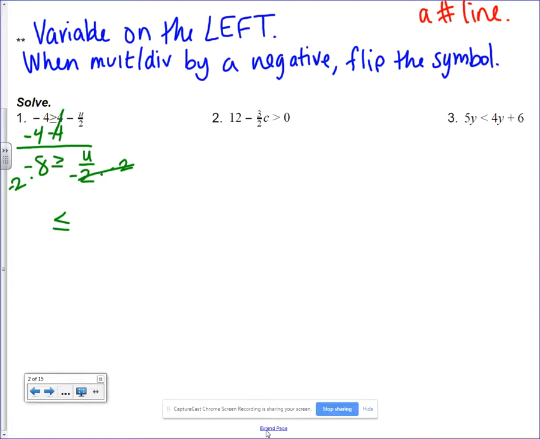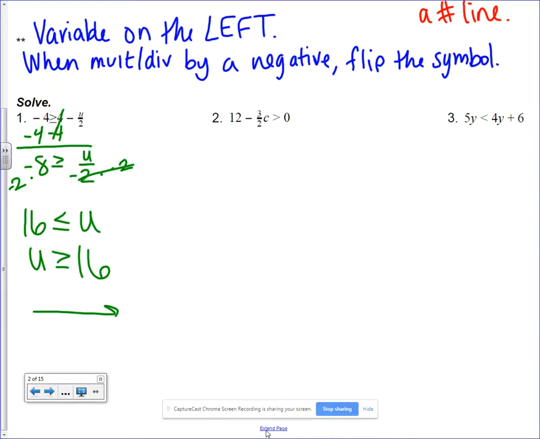Do you see how I switched the way the arrow went? Okay, what do I have over here, Dalton? What is negative 2 times negative 8? 16, and then I just have a u over here. Folks, is my variable on the left? No, so I need to flip it over again. Does everybody see how that happened?